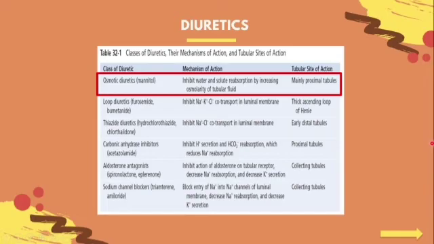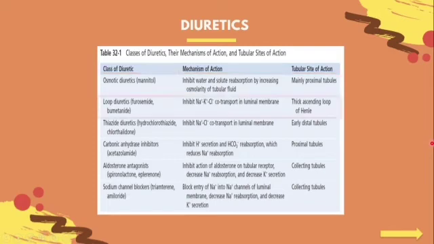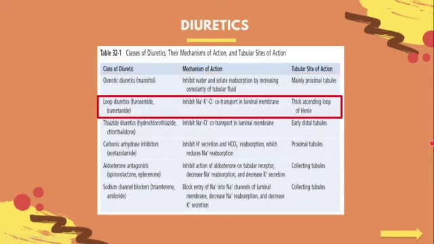The next classification that we have here is the loop diuretics. They act as powerful diuretics that decrease active reabsorption in the thick ascending limb of the loop of Henle by blocking the sodium-chloride-potassium cotransporter located in the luminal membrane of the epithelial cells. So blockage of this cotransport increases urine output of sodium, chloride, potassium, and other electrolytes as well as water. They do this for two reasons.